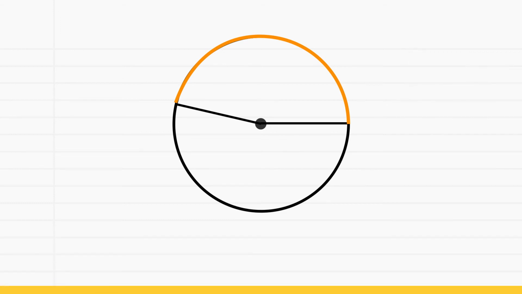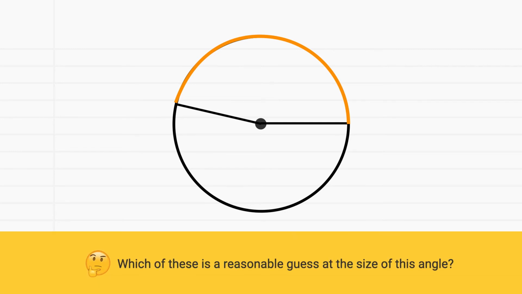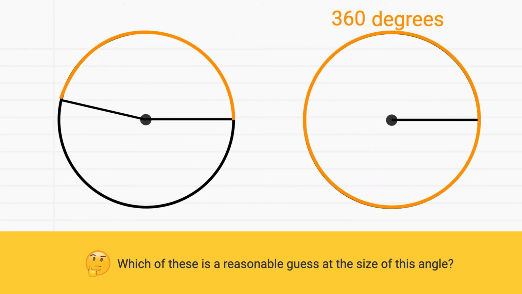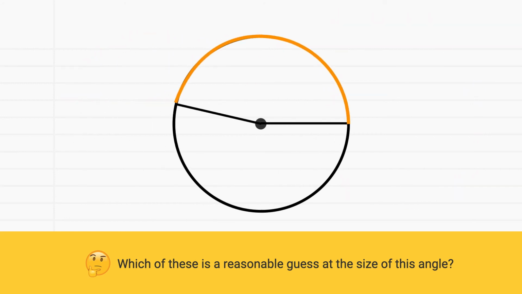Now let's go one step further. Which of these would be a reasonable guess for the size of this angle? Remember, our angle is obtuse, so it has to be bigger than 90. But it can't be too big. Remember, 360 degrees would be all the way around the circle. So a reasonable guess for this angle is 165 degrees.